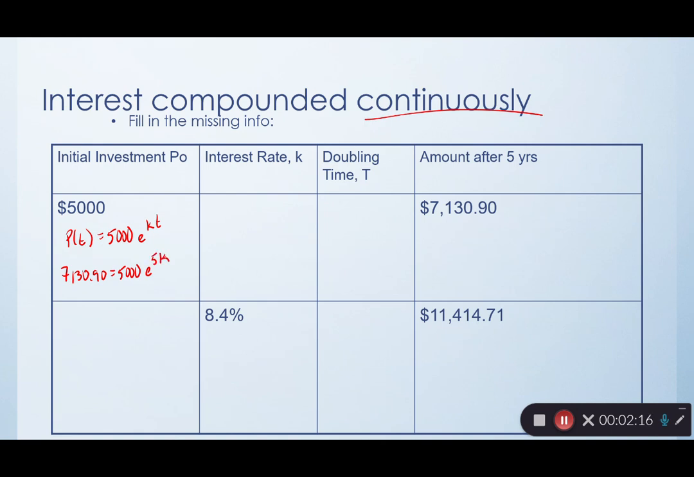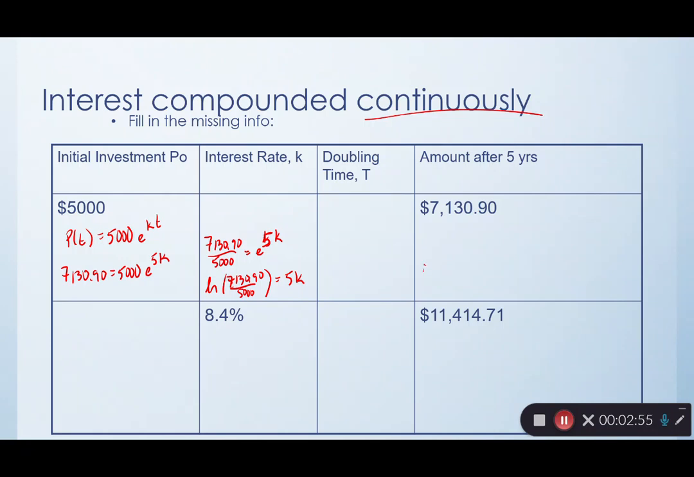So we're going to start by dividing both sides by 5,000. So 7130.90 over 5,000 will be e to the 5k. And then we need to get the k out of the exponent, right? So we're just going to take the natural log of both sides. So ln 7130.90 over 5,000. The ln of e to the 5k, we can pull the 5k around front from the power rule. ln of e is 1. And so last but not least, we're going to divide both sides by 5.